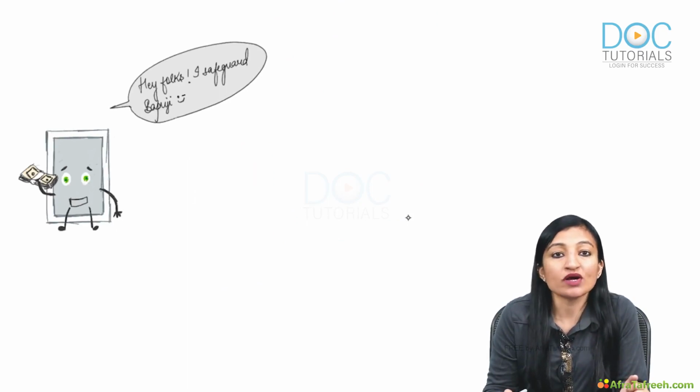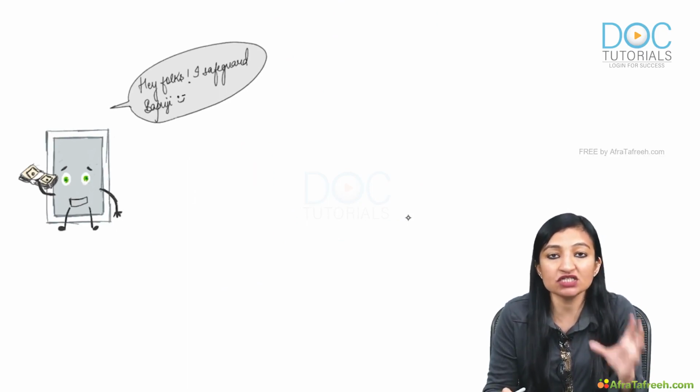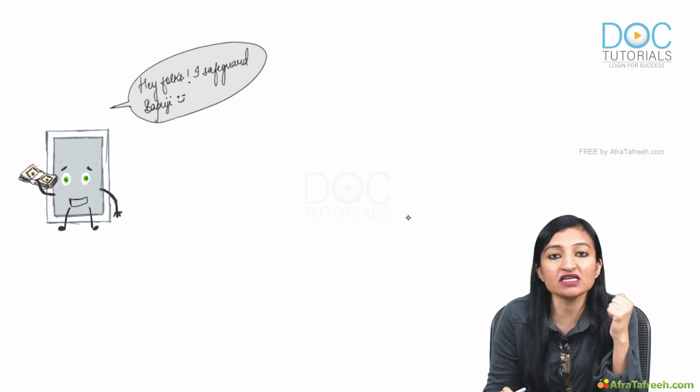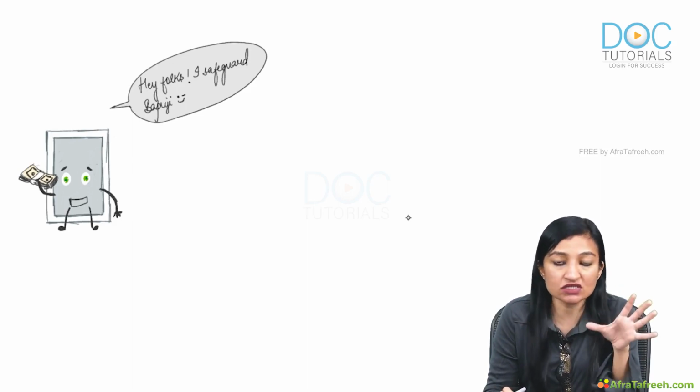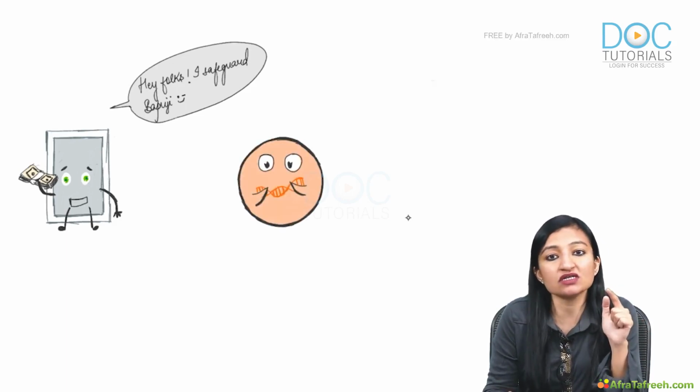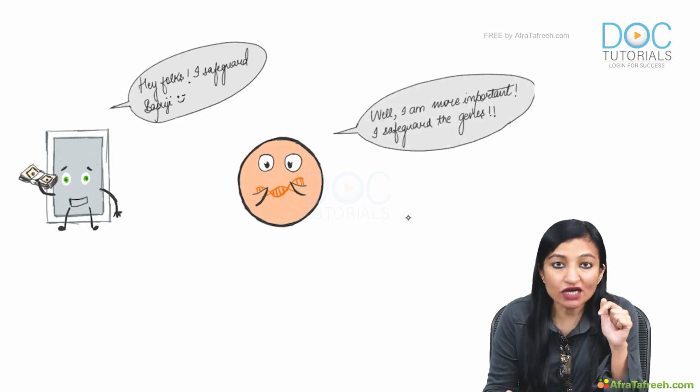Now guys, what you can see, somebody is talking to you. What is this? This is a locker. Hey folks, I safeguard Bapuji, in other words, money. People who have got a lot of money, where do they keep it? In the locker, in their houses or in the bank. Now analogous to this locker, we have got the nucleus in eukaryotes.